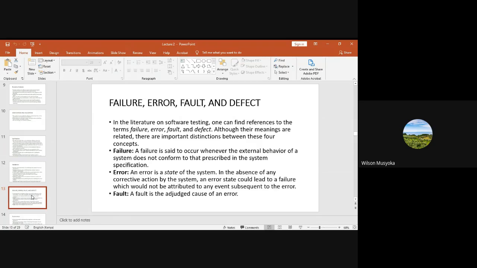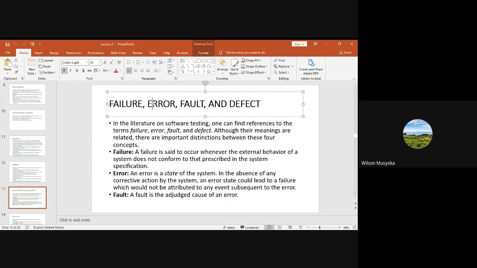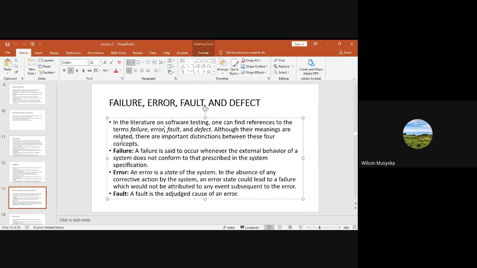Then let us look at these terminologies which are normally used during verification and validation. We normally talk of a failure, an error, a fault, and a defect. These ones can be used interchangeably, but they have different meanings. So when we are talking about a failure, we are saying that it occurs whenever the external behavior of the system does not conform to the prescribed behavior in the system specification. If you had said that my calculator system should be able to add two numbers and give the result, and then when you add these two numbers, it gives you an error, then that is a failure, because the system does not conform to the expected behavior which you had in mind. So that becomes a failure.